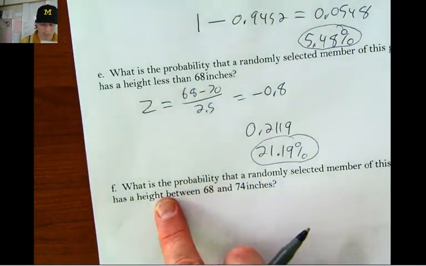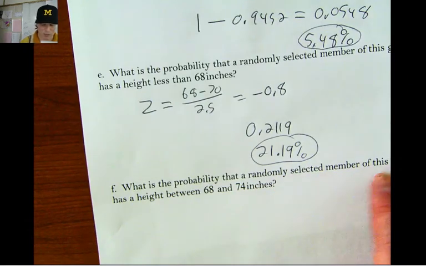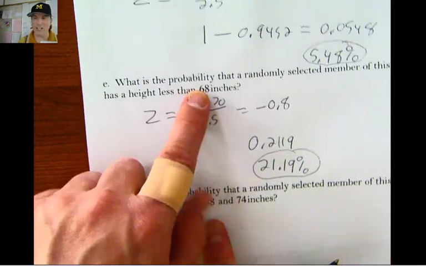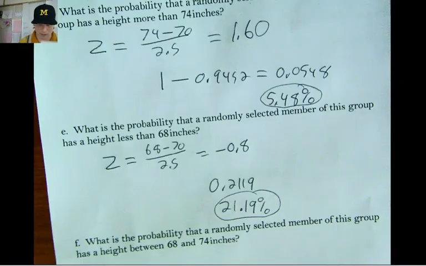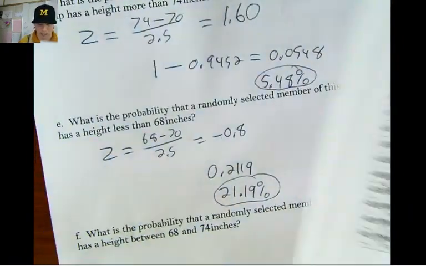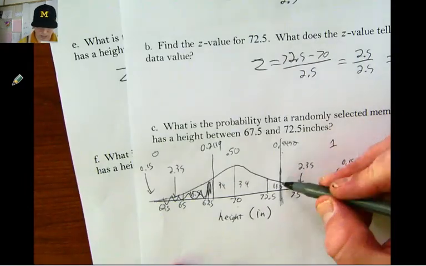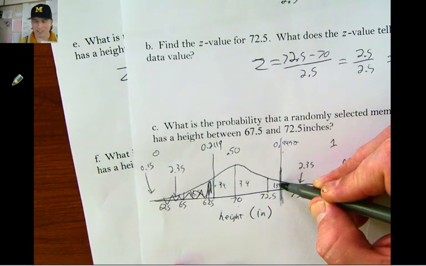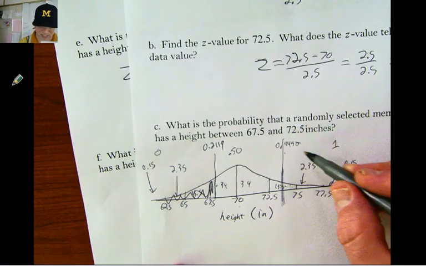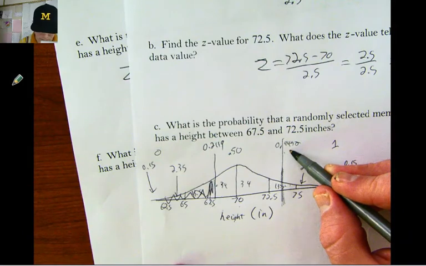Now, what's the probability that a randomly selected member of this group is between 68 and 74? So if I think about that, that is between the two numbers. So that is going from here to here. Now the first time when I did my first z-score, I got this 0.9452.